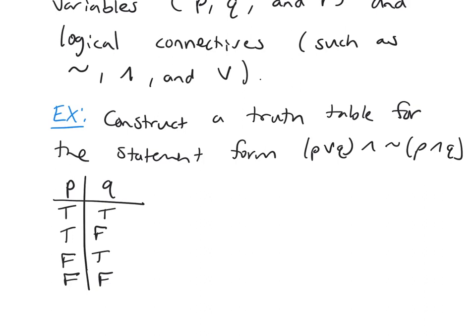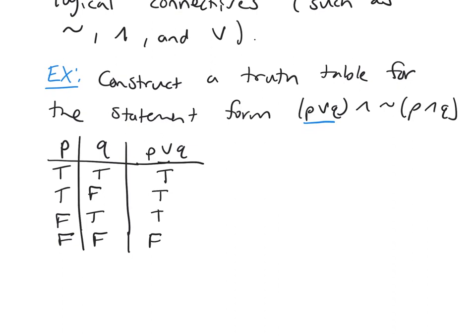And now we're going to work our way up to this statement form right here. So the first thing I see that I need is P or Q. So let's make a column for P or Q. So you just need one of them to be true. This is an or, true, true, true, false for an or. And then I also see that I'm going to need P and Q. So let's go ahead and make a column for P and Q. And remember, for an and, the only time you're going to record a true is if both of them are true. So true, and then the rest of the rows are false.